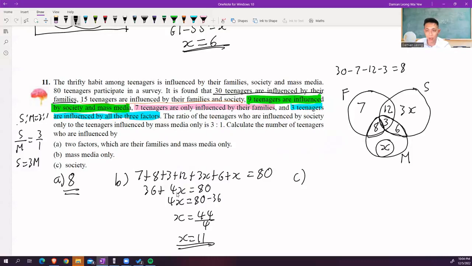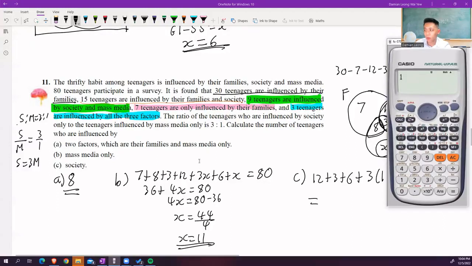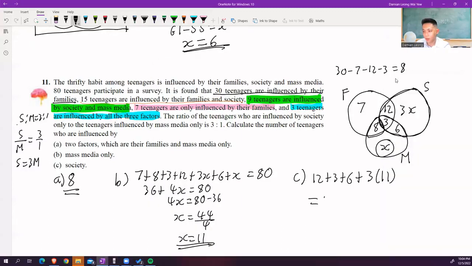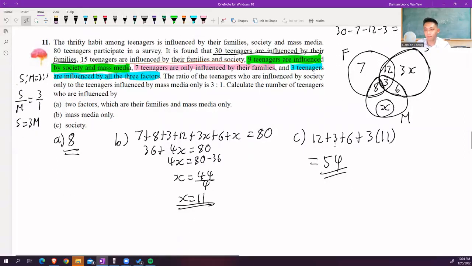Then the part C, by society, the whole set S. So I already know x is 11, means 12 plus 3 plus 6 plus 3x. 3 times x, x is 11. So I count 12 plus 3 plus 6 plus 3 times 11, 54. Answer 54. Yeah, that's for question 11 here. Okay.